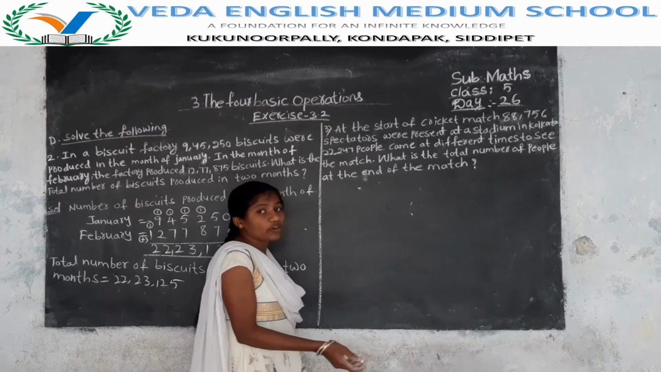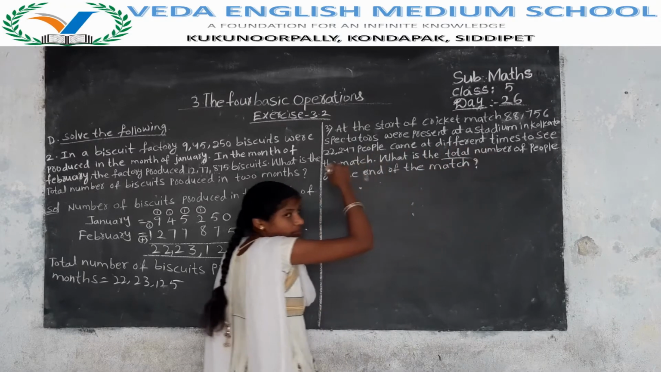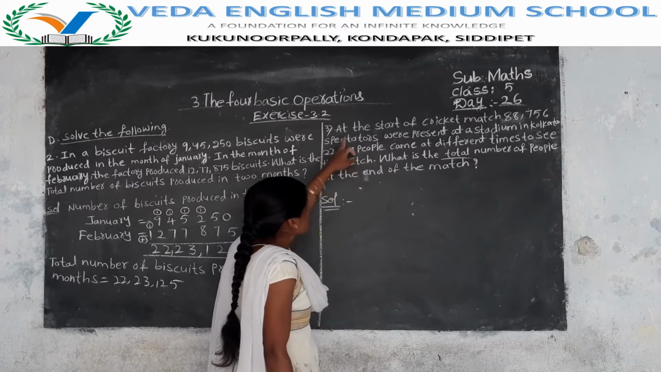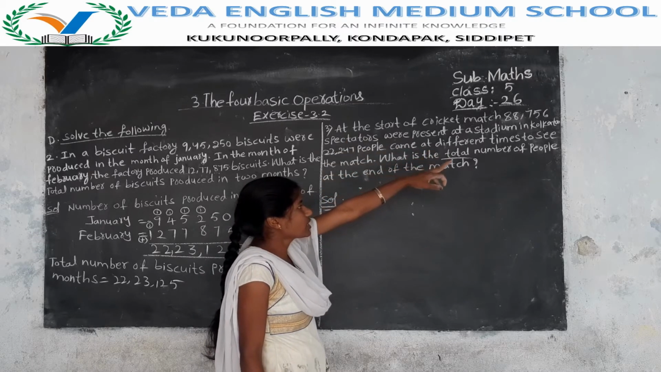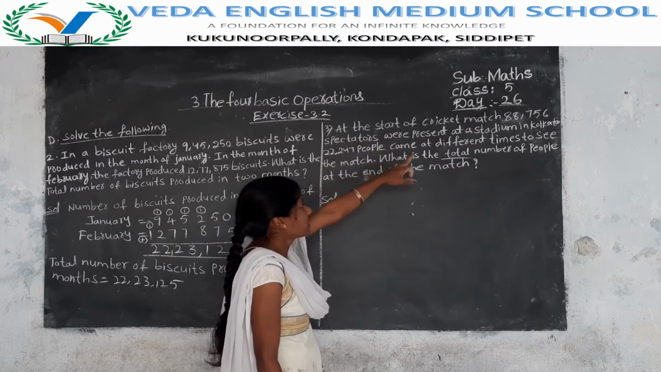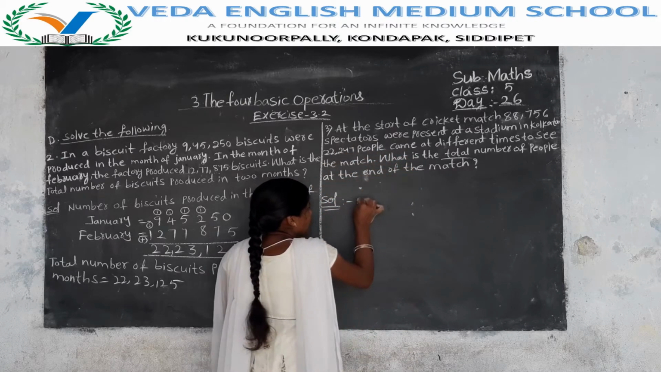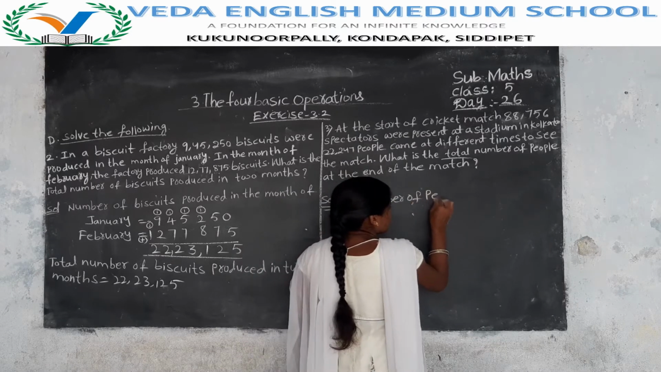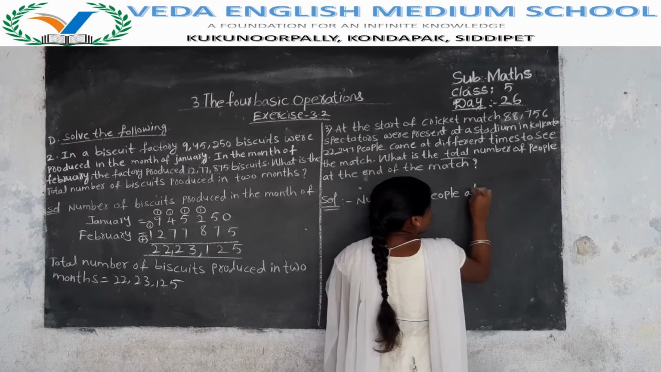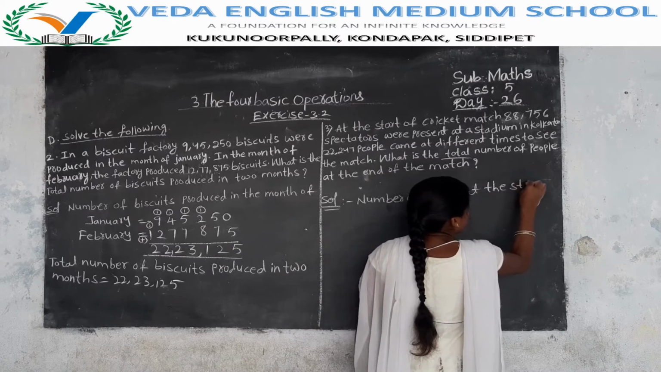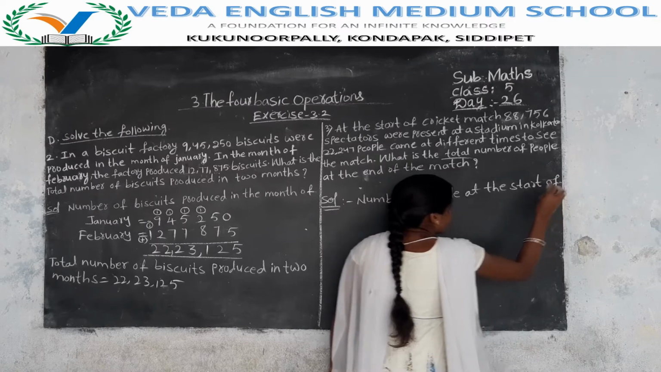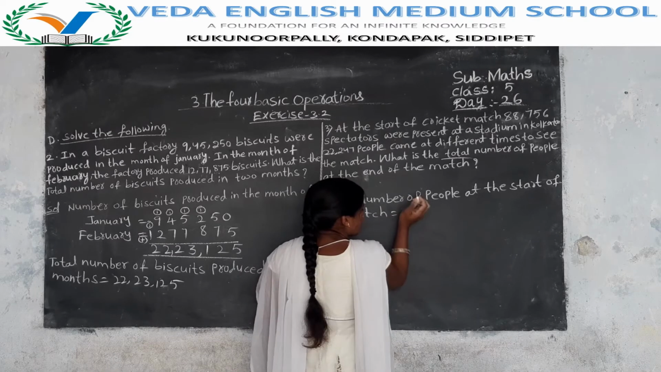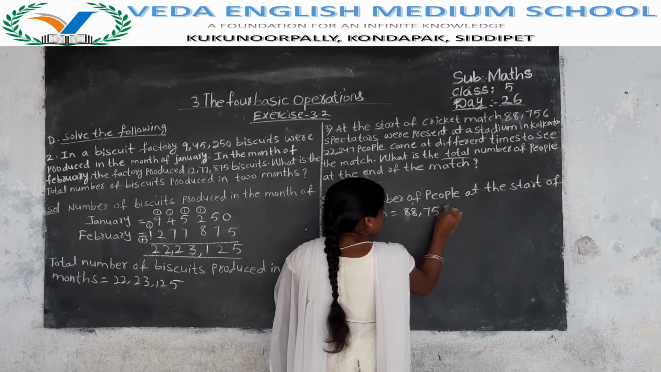Then they are asking for the total. Total means what do you have to do? Total means you have to do addition. So, solution. Number of people at the start of the cricket match: 88,756 spectators were present at the stadium. Number of people at the start of the match is equal to 88,756.